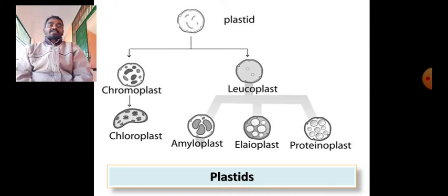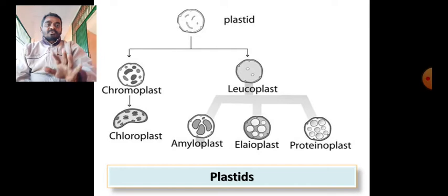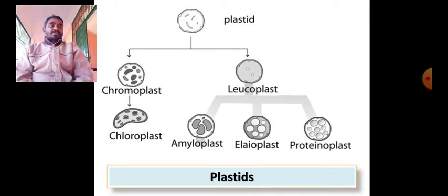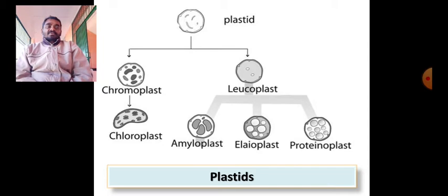The structure classification you see. Plastids. The plastids are divided into two parts, chromoplasts and leucoplasts. The chromoplasts, where the example is chloroplast. Leucoplasts, there are three different examples: amyloplasts, elaioplasts, proteinoplasts.